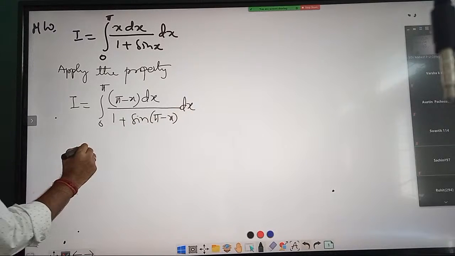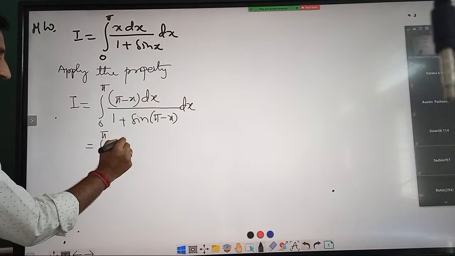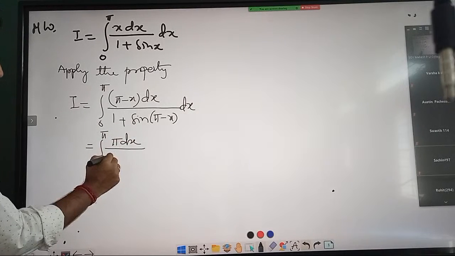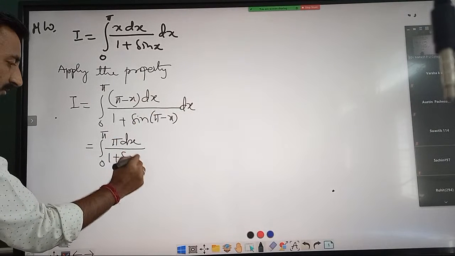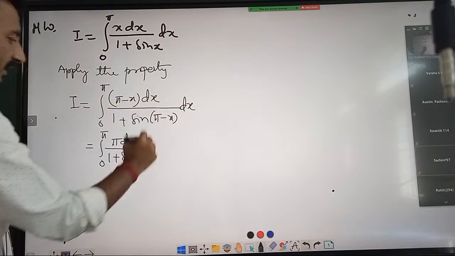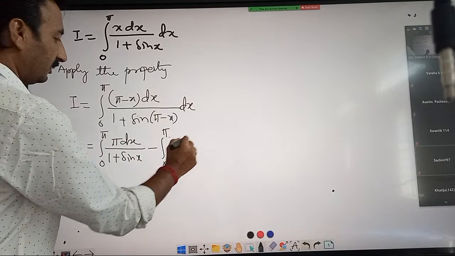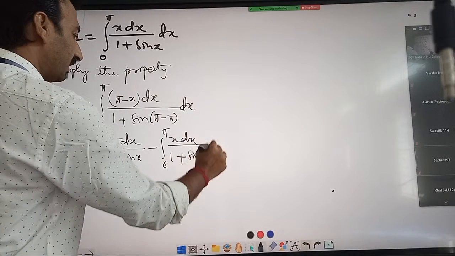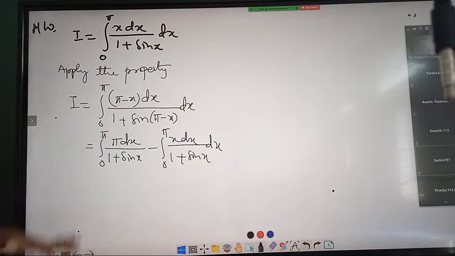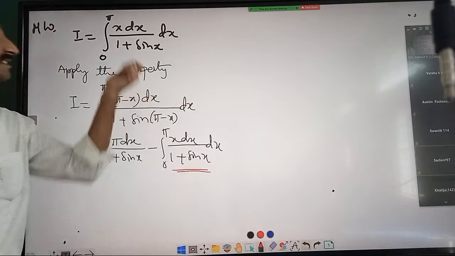So for that, what I can do, simplify this. 0 to pi, this is pi into dx divided by 1 plus sine, and sine of 180 minus theta is sine theta. I do the same thing again, minus, I separate this, 0 to pi x into dx divided by 1 plus sine x. I have skipped one step here because you know already these kinds, and it's a homework problem, you already have done this. And this part is there, exactly like I.